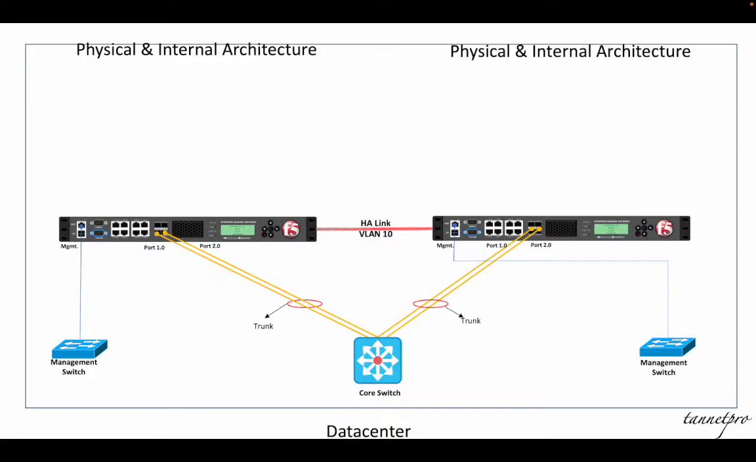You can establish a separate link for the HA, or you can use a common link for the HA also. That is a separate chapter altogether. It might create confusion, so don't focus on that part right away. Just focus on the physical internal architecture of the F5.